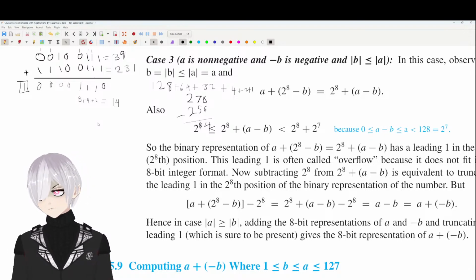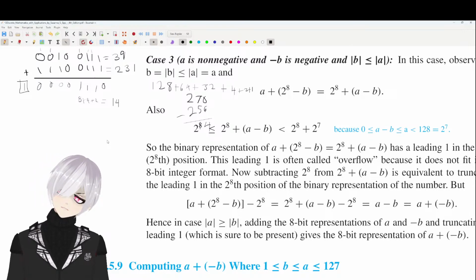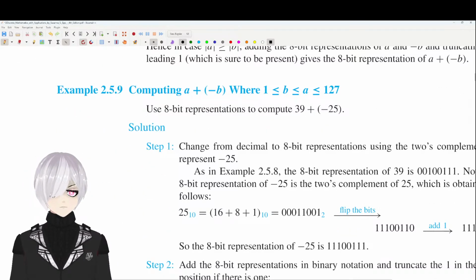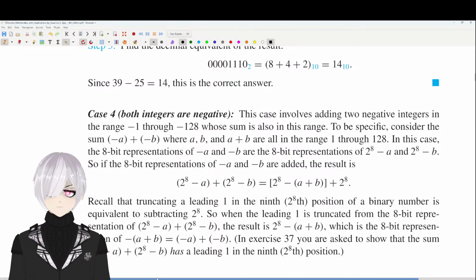Let's see here. So we learned how to add simple numbers. Now I guess we're learning the concept behind adding more complex numbers. Well, we learned how to add first. Now we're really just learning how to deal with negative numbers in signed addition. Yeah, exactly. Then we can see case four, and that's the last one, where both integers are negative.